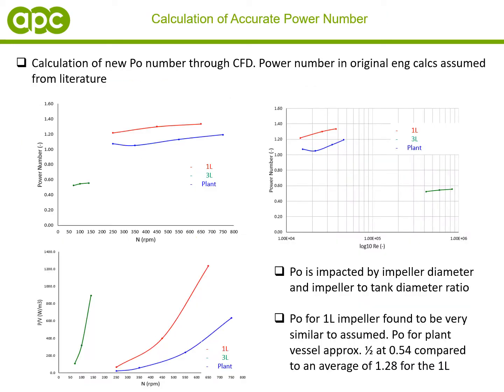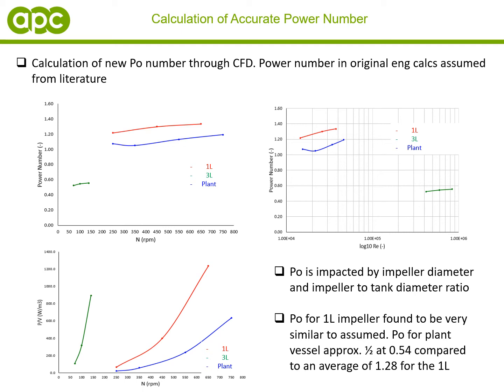So we then went and calculated this new power number through CFD. What's shown on the top left is the power number as a function of stir speed for both a 1 litre and a plant scale reactor. Additionally, we carried this out for a 3 litre reactor that was also available for work. You can see that the power number remains pretty much constant, which is what you would expect and hope. When we plot that as power input per unit volume, P/V, as a function of RPM, you can see the change in P/V with increasing RPM, which is obviously increasing as stir speed is increased.